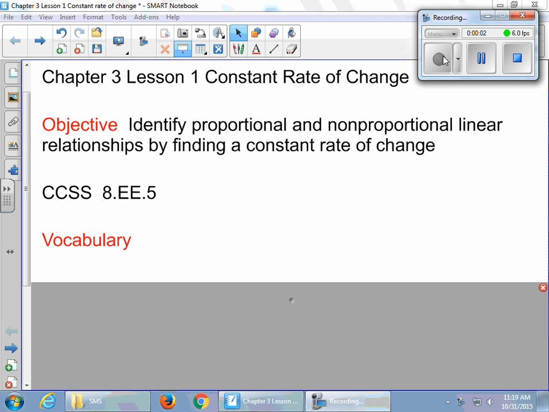Okay, welcome to Chapter 3, Lesson 1, Constant Rate of Change. Our learning target, or objective, is to identify proportional and non-proportional linear relationships by finding a constant rate of change.